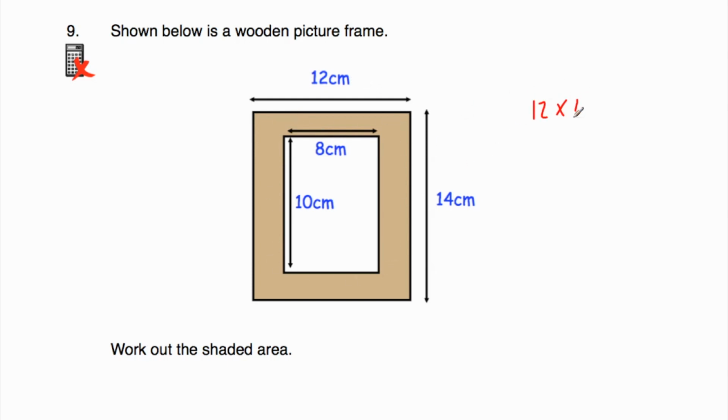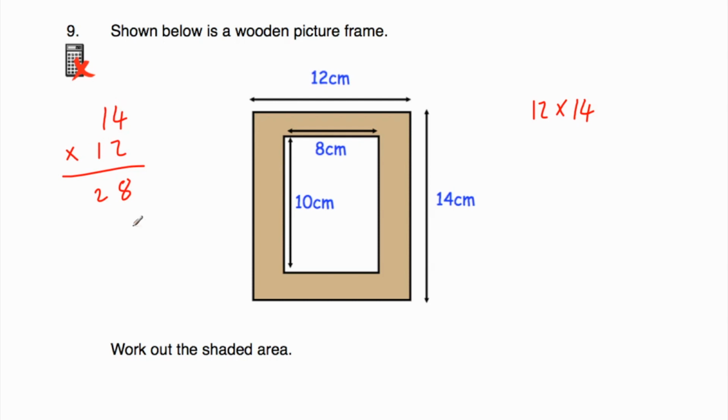So we're going to do 12 multiplied by 14. That's a non-calculator question. So we're going to do 14 multiplied by 12, just setting it up like so. We're going to start by doing 2 times 14, and then we'll do 10 times 14. So let's do 2 times 14 to begin with. 2 times 4 is 8. And then 2 times 1 is 2, so that's 28.